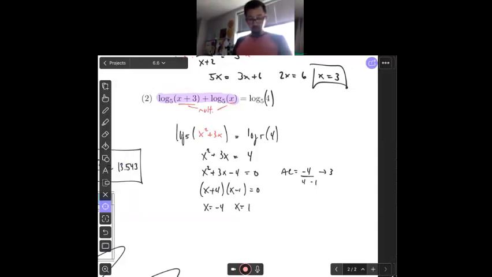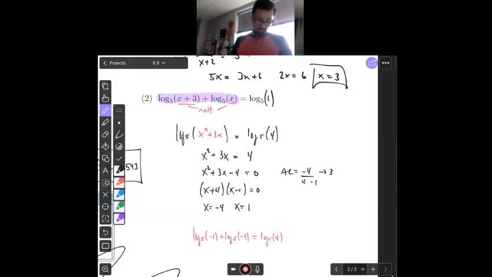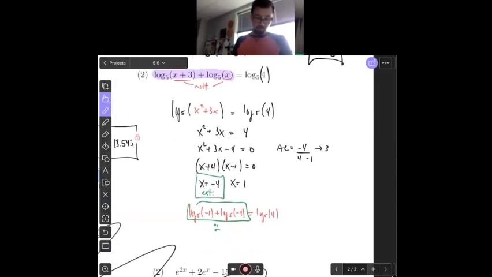If we try to plug -4 in, it gives me log base 5 of -4 plus 3, which would be log base 5 of -1. That's not okay. This one would also give me log base 5 of -4. I can't do that. Okay, you get an extraneous answer there. Plugging it in does not work. Okay, this one will work.